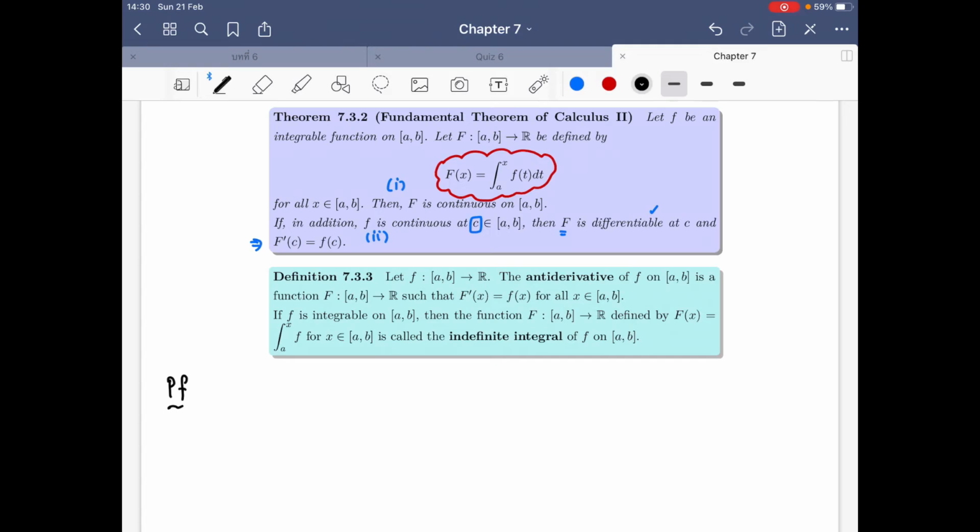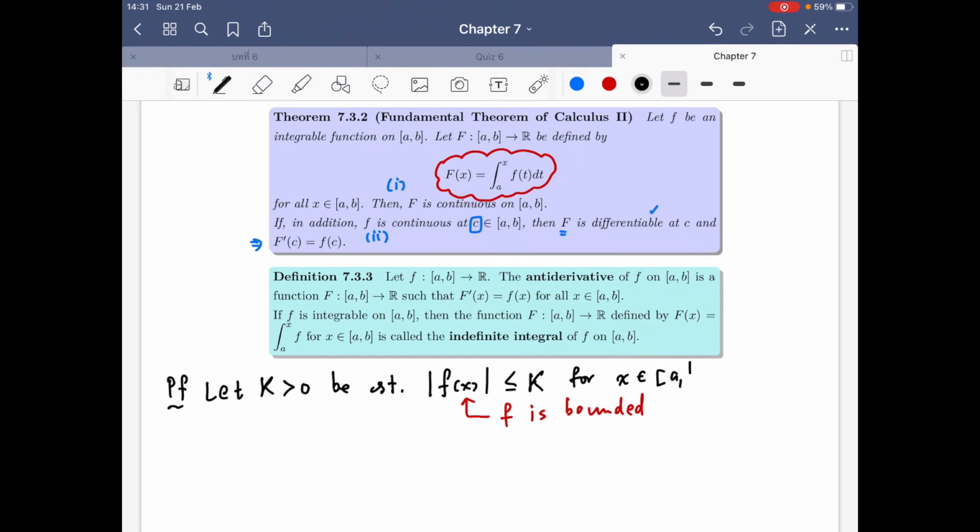We let K be a positive number such that the absolute value of f of x is less than or equal to K. Why is that? We can start from this: don't forget that for this chapter, f is always a bounded function. So by boundedness we can find this capital K that has this property for each and every x inside this domain, the closed interval from a to b.